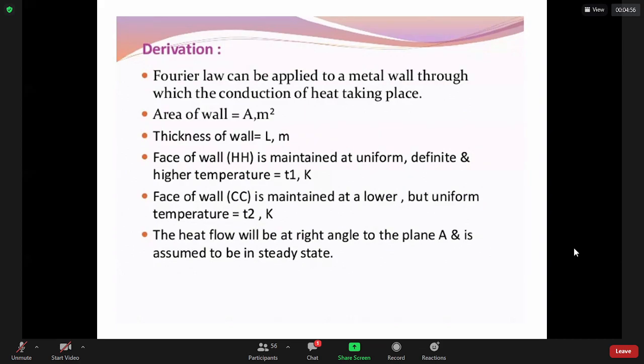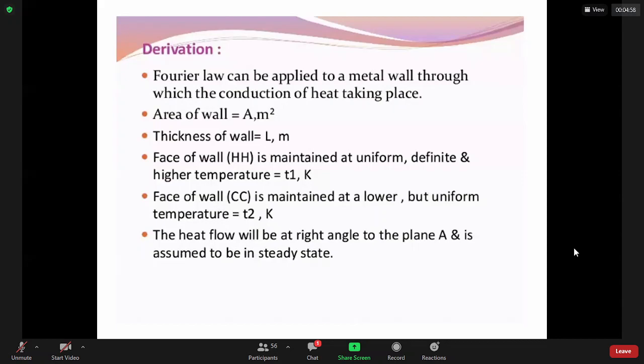Then the face of the wall on the other side, which is on the lower side, because now the other face... Darling, what's happening? There is someone who has raised their hand, and there is someone who has failed to mute. Can you mute yourself so that we can hear, please? Thank you.